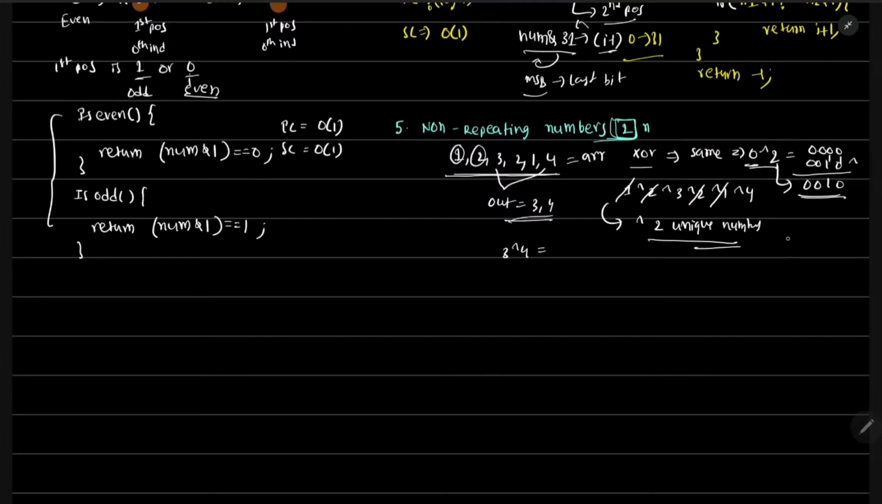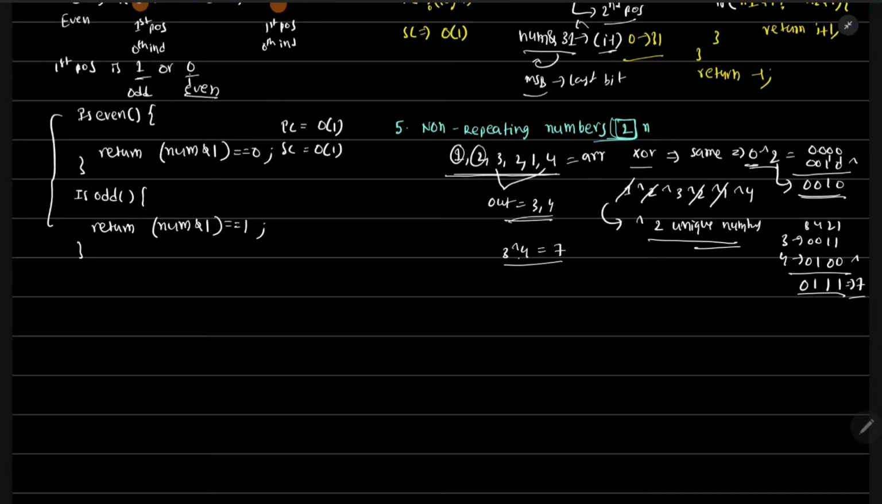So what is 3 XOR 4? Let's see. 3 is nothing but, with place values 8 4 2 1, 0 0 1 1. And 4 is nothing but 0 1 0 0. Let's XOR it. 1 and 1 is same, 0. What is this? It is nothing but 7. So 3 XOR 4 is 7.